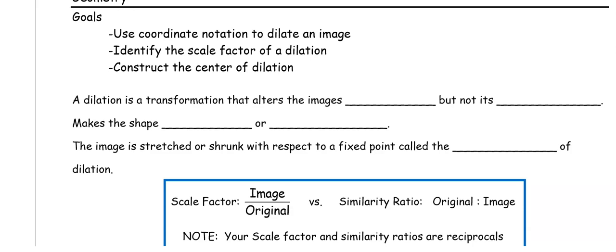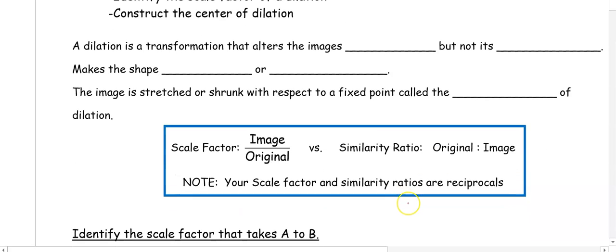This video is about using coordinate notation to dilate an image, identify the scale factor of a dilation, and construct the center of dilation. So a dilation is a transformation that alters the image's size, but not its shape. So if it's a triangle, it's still a triangle, but it might be a smaller triangle or it might be a bigger triangle. So we are going to either enlarge or reduce the size of our shape. The image is stretched or shrunk with respect to a fixed point called the center of dilation.